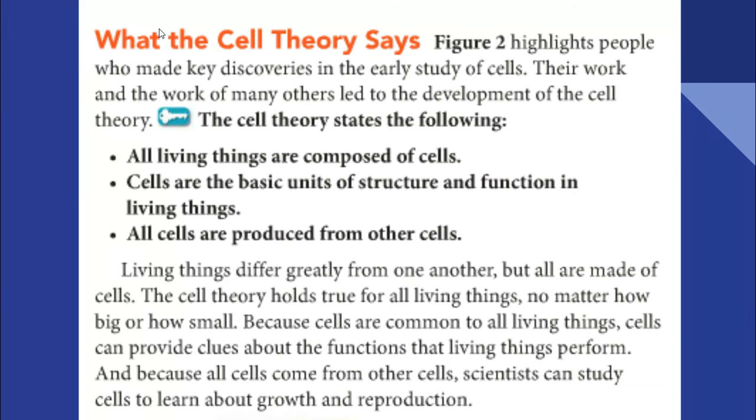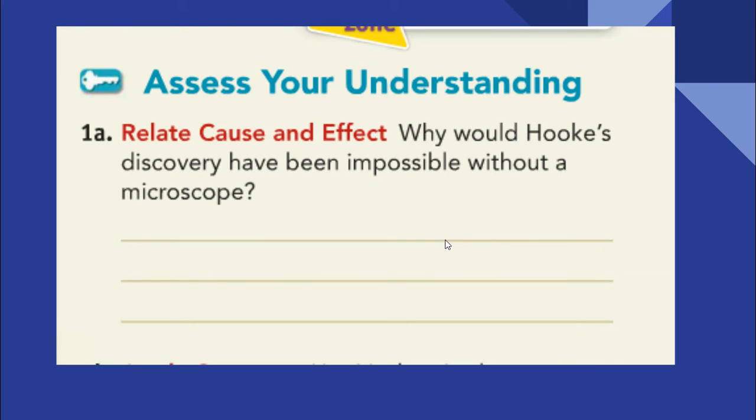So what are the main components of the cell theory? We're just kind of repeating what we just said. All living things are composed of cells. Okay, we learned that in the 1600s. Cells are the basic unit of structure and function in living things, and all cells are produced from other cells. Okay, now here's 1A.